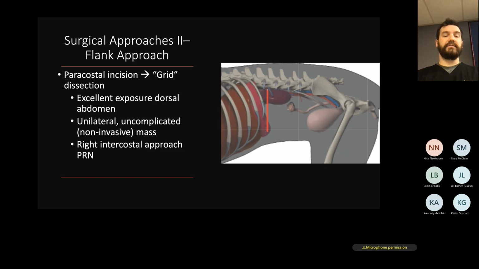These are cases where we want to know that it's unilateral, the mass is not invasive, and it's going to be a more straightforward case. If there's any kind of tumor thrombus or a large size of a tumor, then this is probably not the way to go. On the right side, because the right adrenal gland is more cranial, they have described using an intercostal approach instead of a flank approach, but in a similar fashion.